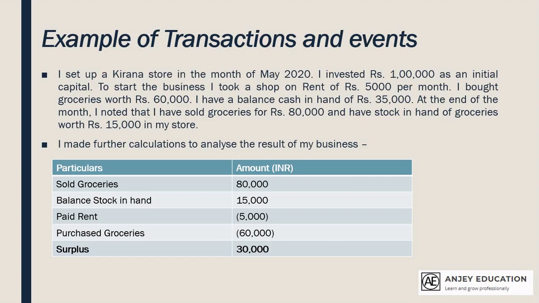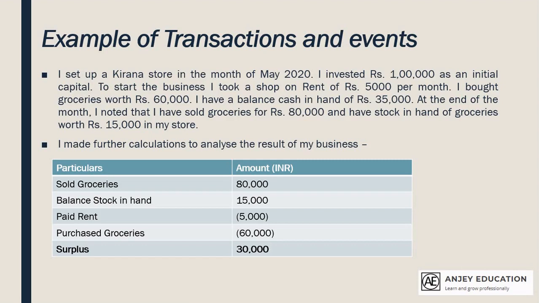At the end of the month, I noted that I have sold groceries for rupees 80,000 and have stock in hand of groceries worth rupees 15,000 in my store. I made further calculations to analyze the result of my business. So I sold groceries worth 80,000 and have stock in hand of rupees 15,000. I have paid rent of rupees 5,000 and purchased groceries of 60,000. So the surplus of all the transactions is rupees 30,000.